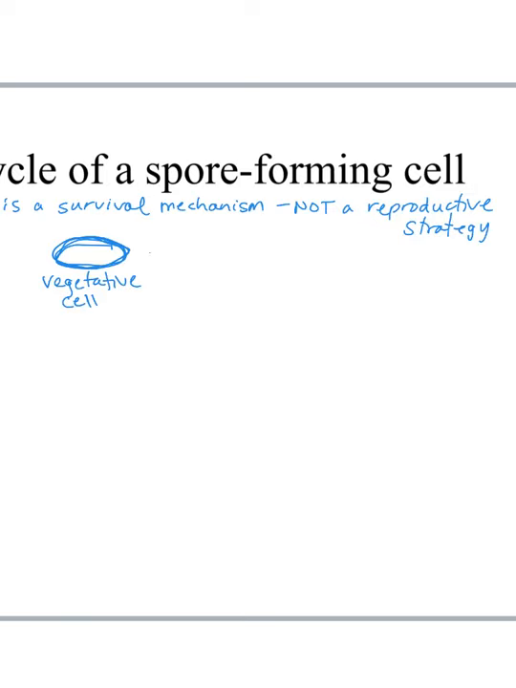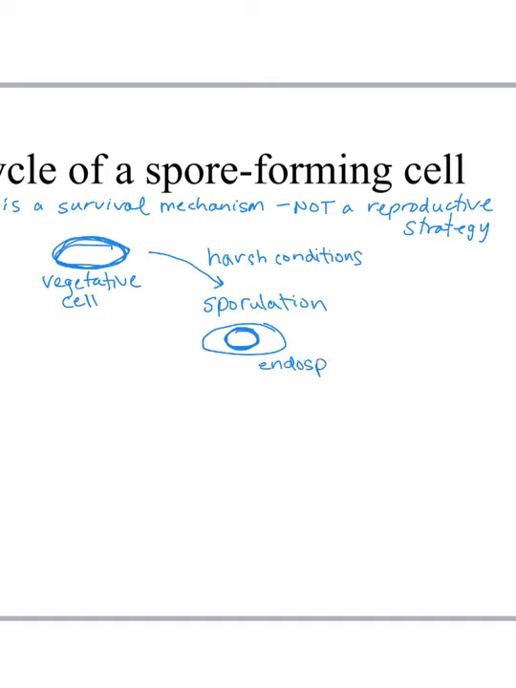Okay, and if that bacterial cell encounters some kind of harsh conditions, I'll talk about some examples of that in a minute, it will undergo sporulation. So that means it's going to begin the formation of a spore somewhere within that vegetative cell. And sometimes we call that stage the endospore. We won't go through all the genes that have to be turned on and off for that to happen, but it's a pretty complex process.